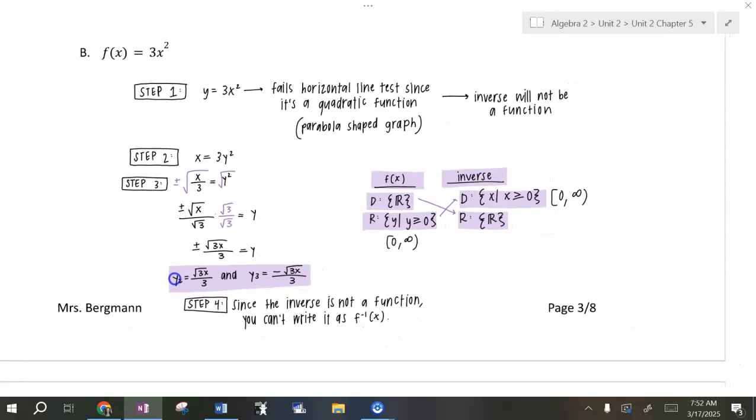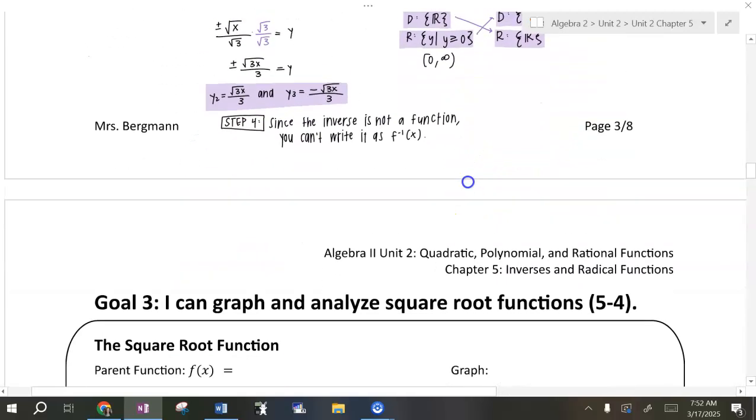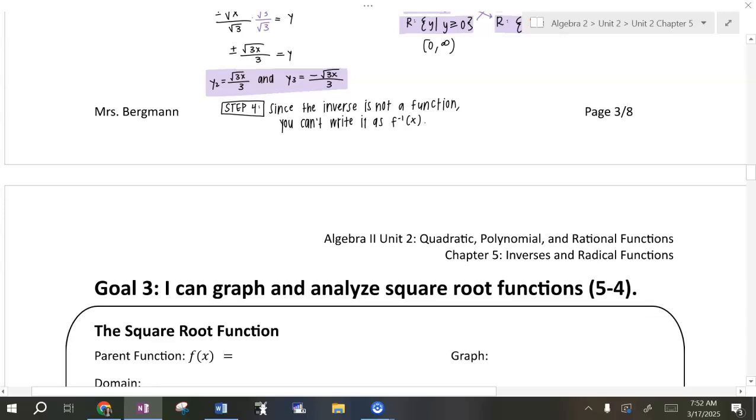All right, guys. That's the end of this lesson. We learned about compositions and we learned about inverse functions. Tomorrow we are going to come back and talk more about that square root parent function.